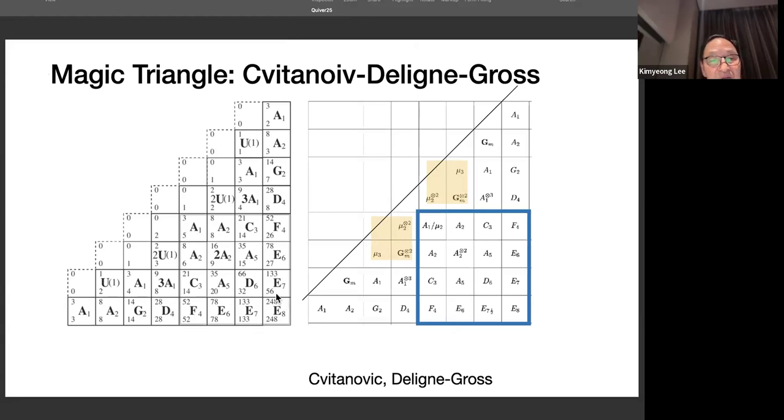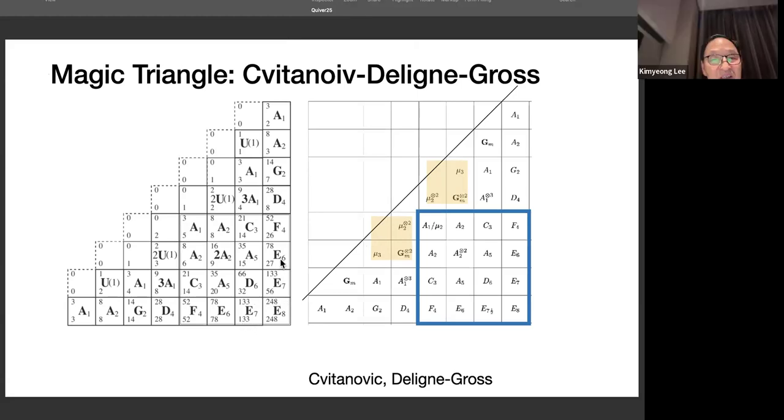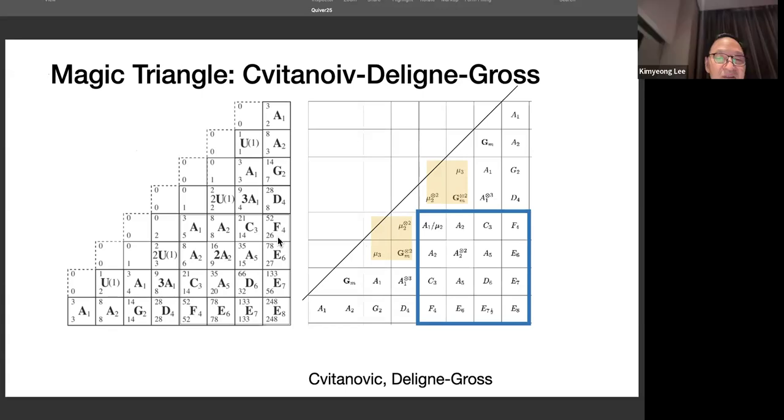E7 we know 56, but E7 133, E6 27. So I think he's representing some representation. So F4 52, F4 52 26. So my question is about, do you have those numbers for your extended diagram? Oh yeah. And what's the physical interpretation?